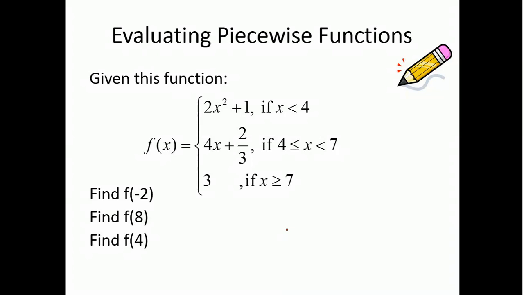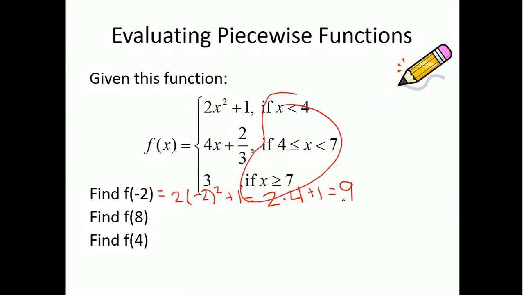So I have this function here, and I need to figure out which pieces are going to allow me to evaluate these specific parts of my domain. So we have -2. Where does -2 fall in our if statements? It falls in this one, right? Because -2 is less than 4. So I need to plug into that function. So 2 times -2 squared plus 1. That's 2 times a positive 4 plus 1. 2 times 4 is 8, plus 1. That's 9. So my answer has got to be 9.